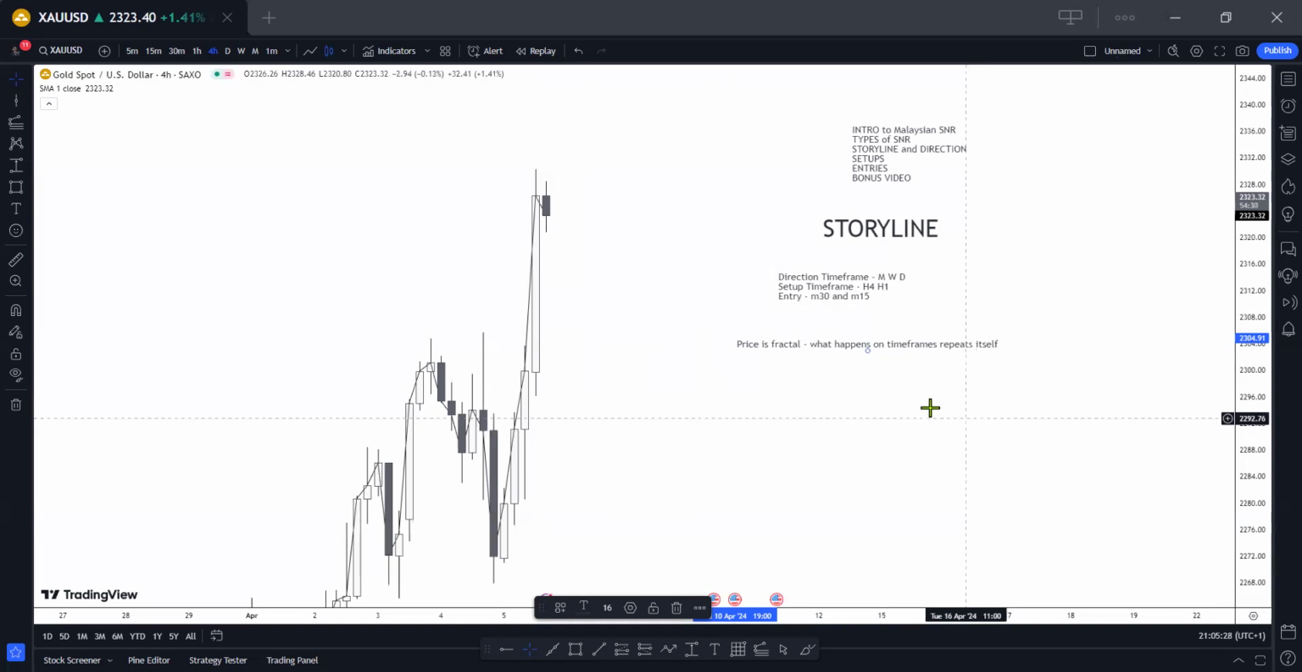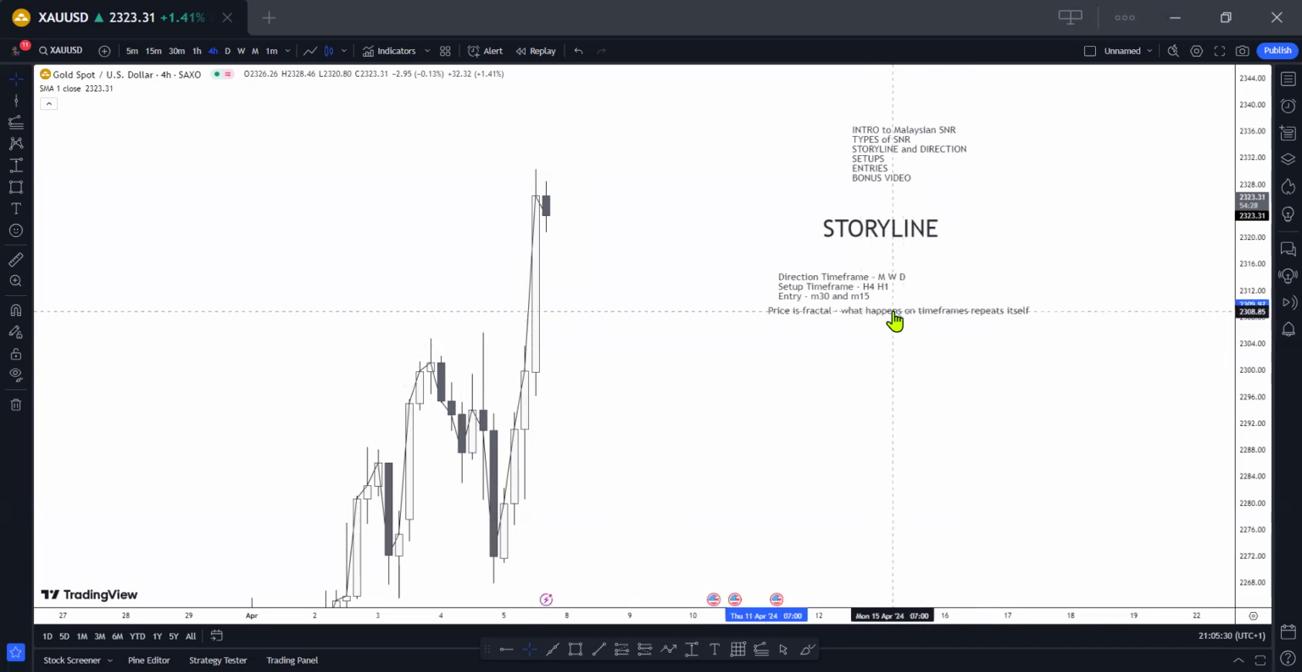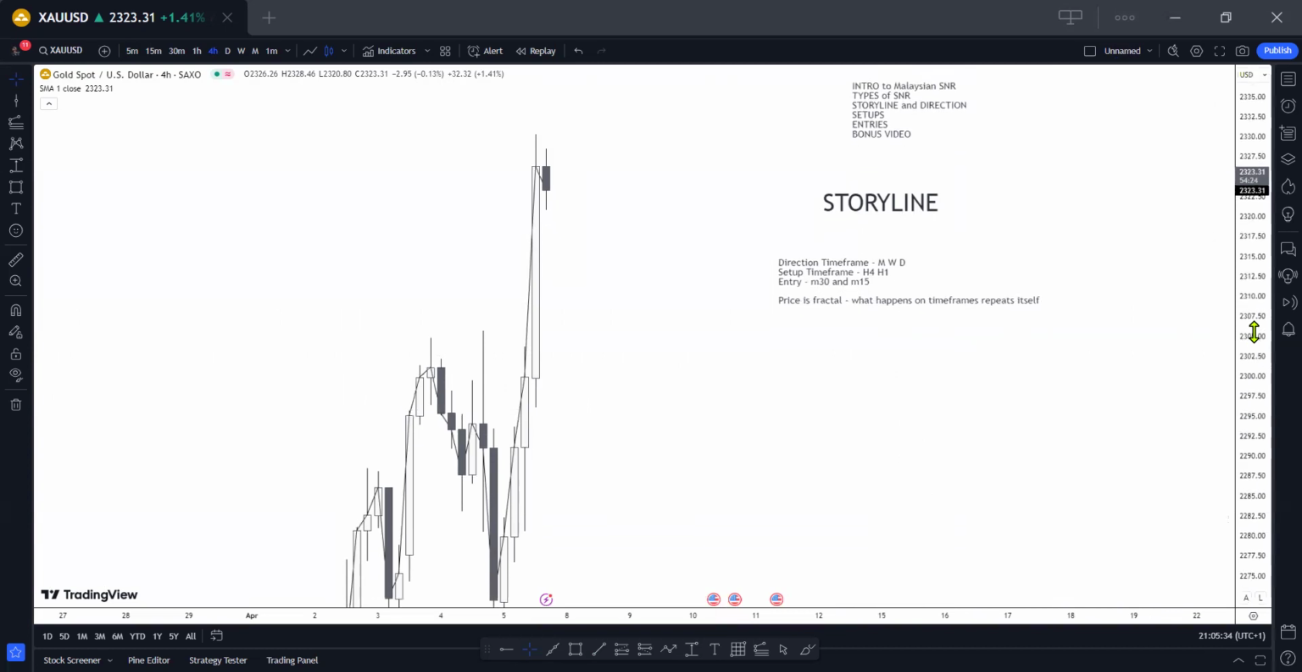Okay. So we spoke about direction time frame. Our direction time frame is monthly, weekly, the daily. Our setup time frame is H4 and H1. Then our entry time frame is M30 and M15. Okay, M30 and M15. All right.